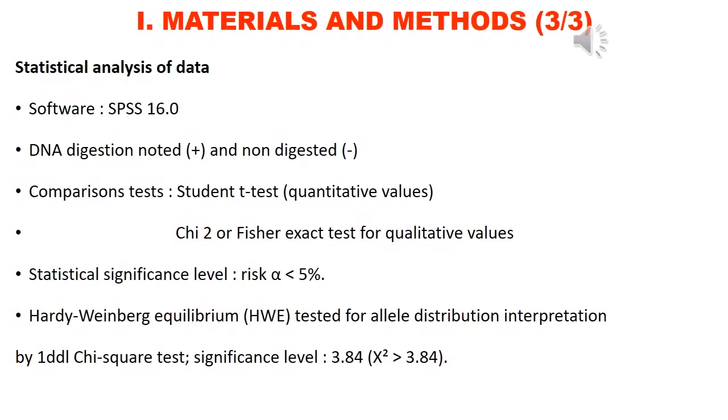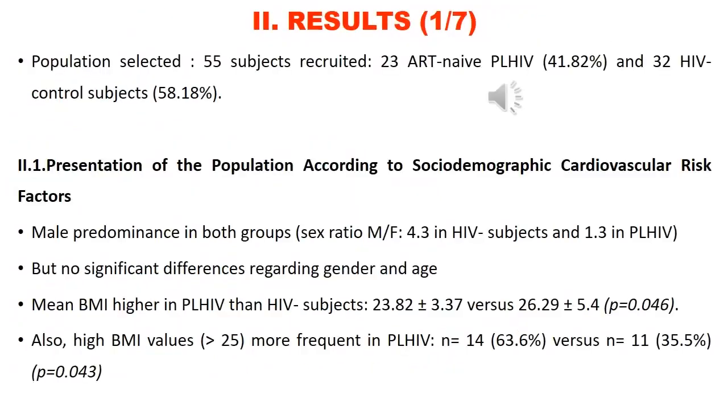The Hardy-Weinberg equilibrium was tested for allele distribution interpretation, and the significance level was 3.84. A total of 55 subjects were recruited, consisting of 42% of ART-naive persons living with HIV and 58% of HIV-negative controls. According to the sociodemographic cardiovascular risk factors, there was a male predominance in both groups, but there were no significant differences regarding gender and age distribution.